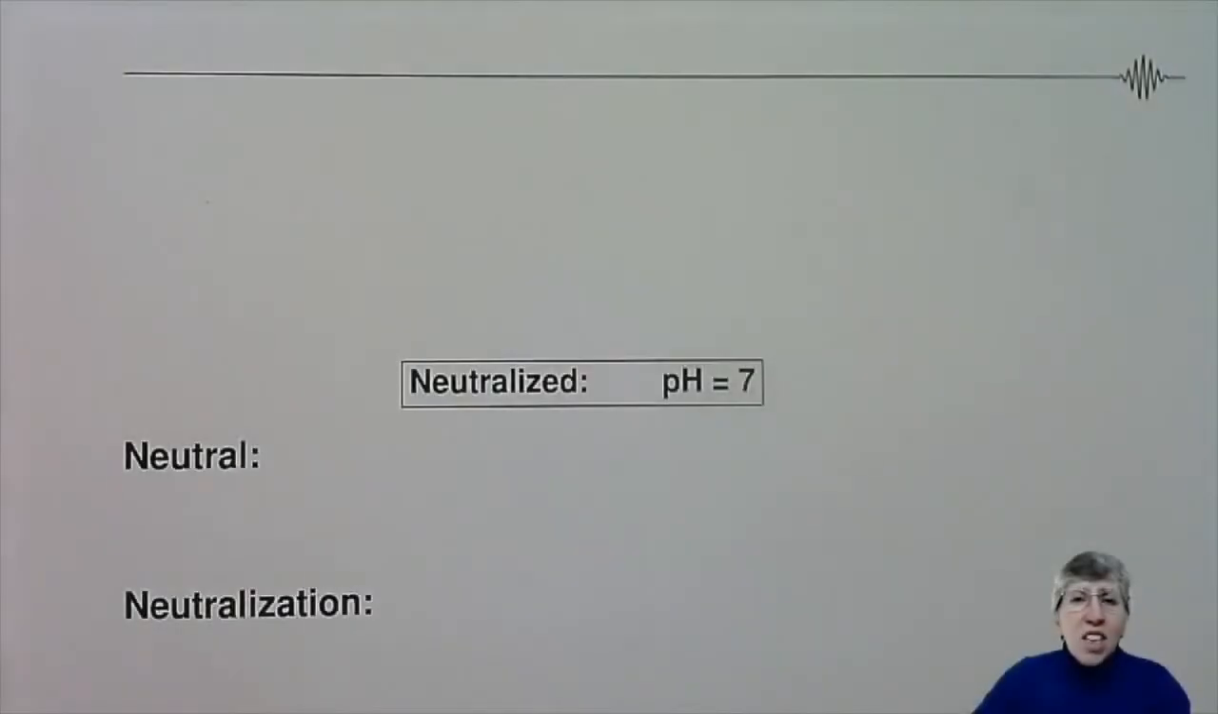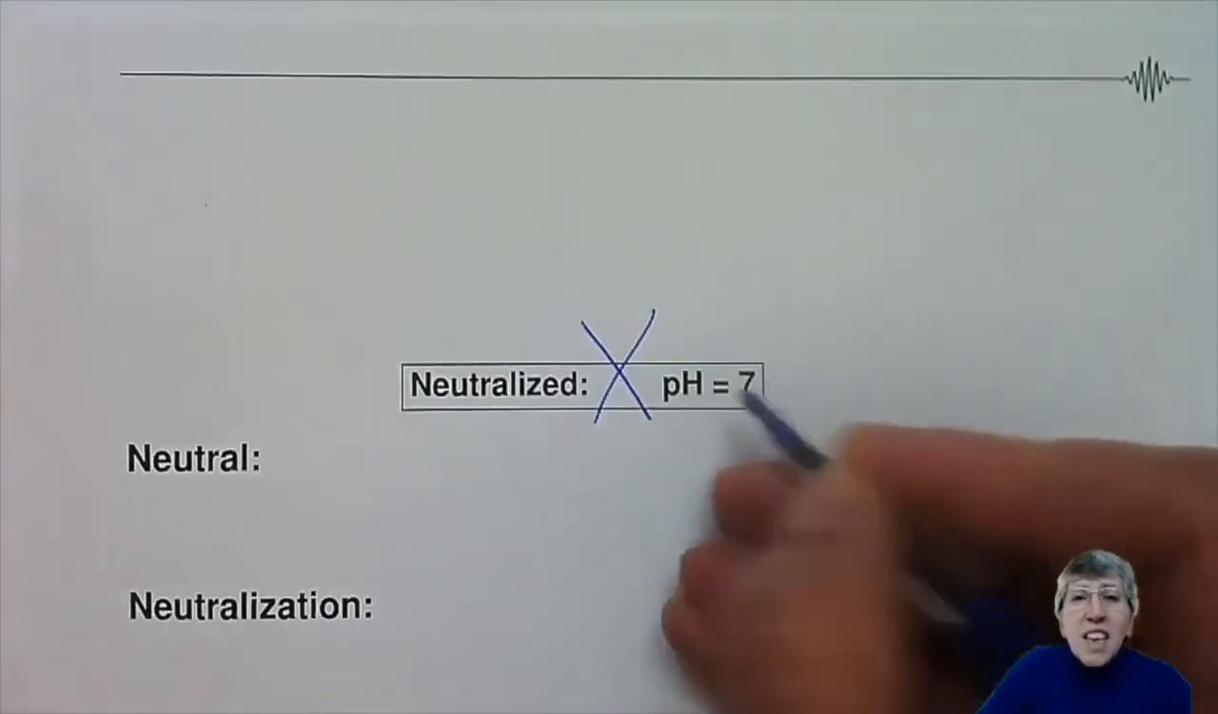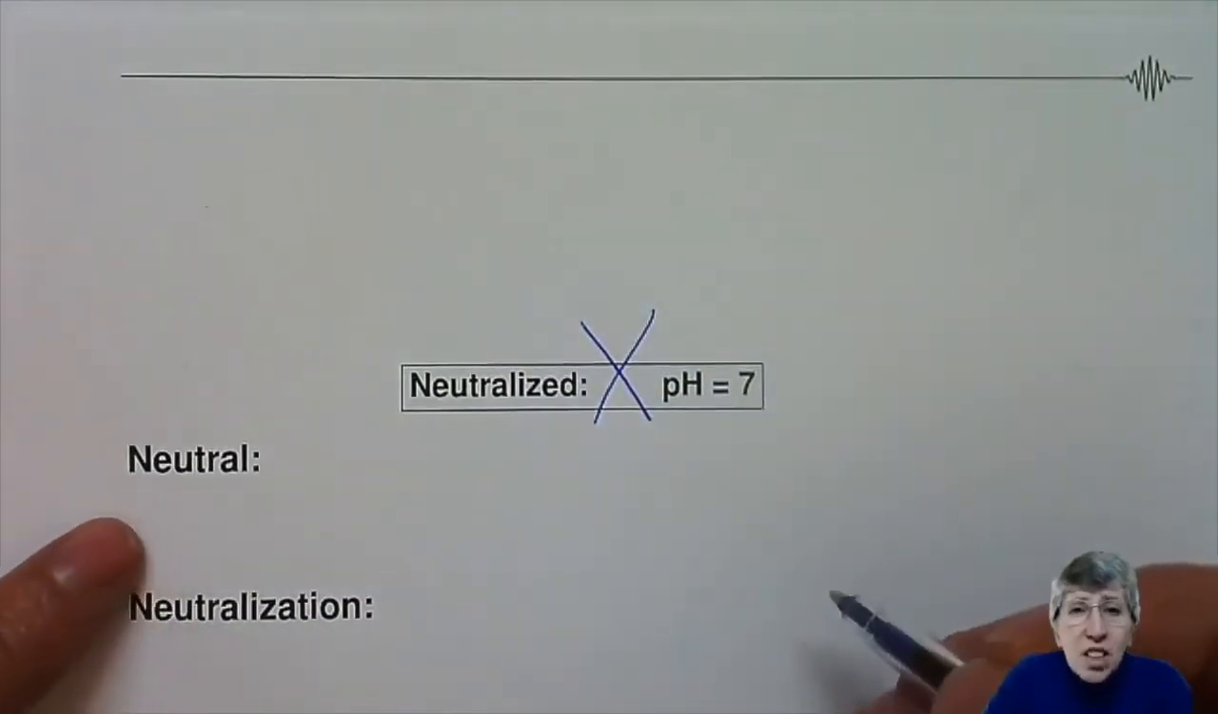Right, good morning everyone. Today we are once again looking at acids and bases in our discussion. And today I want to look at something that a lot of you get wrong. And that is when they tell you that something is neutralized, you can often assume that the pH is 7, and that is not true. Neutralized does not mean the pH is 7.